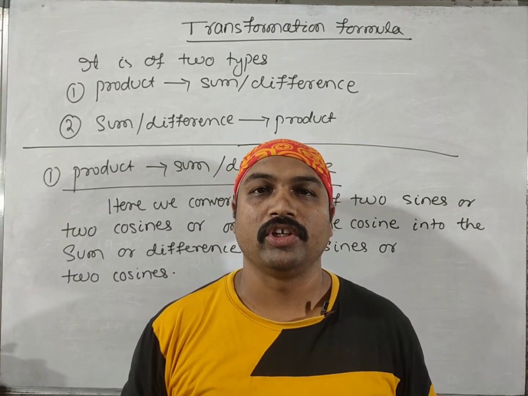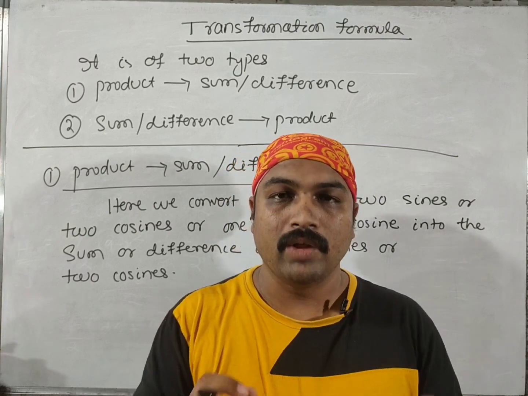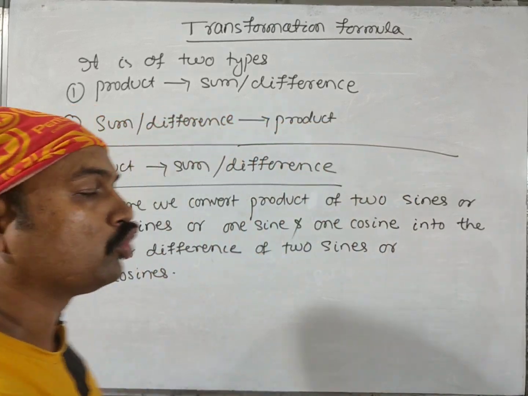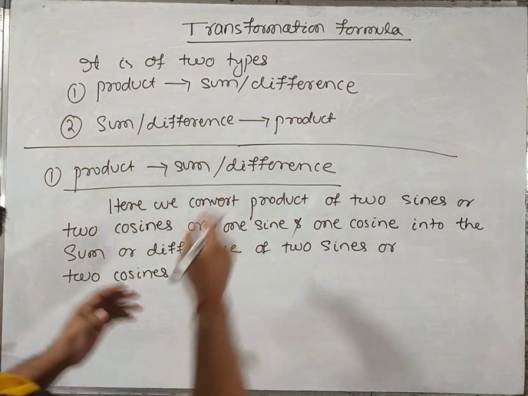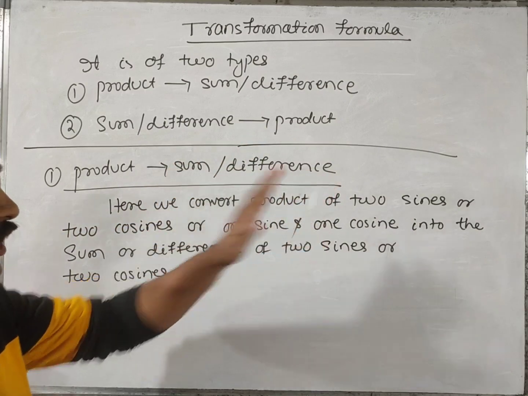In this particular video session, we are going to discuss the transformation formulas of trigonometry. The transformation formula is of two types. The first one is product to sum or difference, and the second one is sum or difference to product. So let us discuss the first, product to sum or difference.